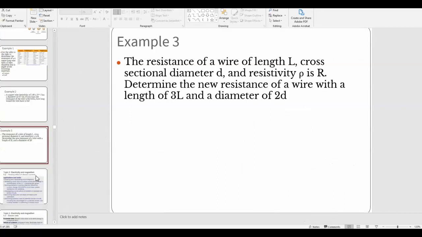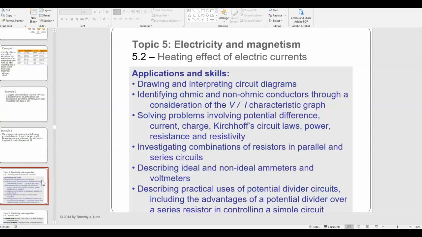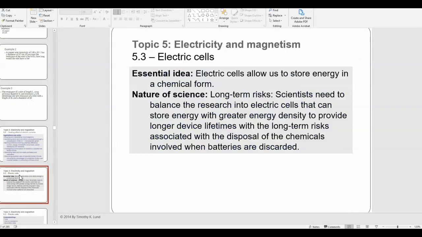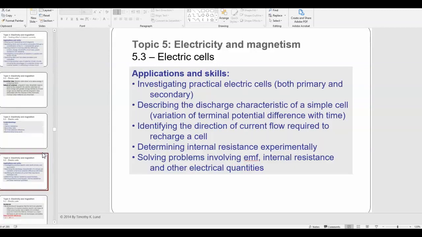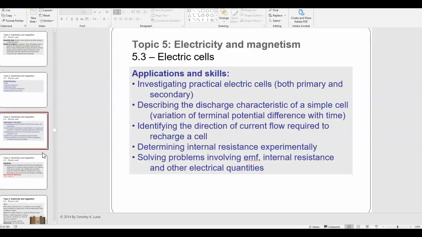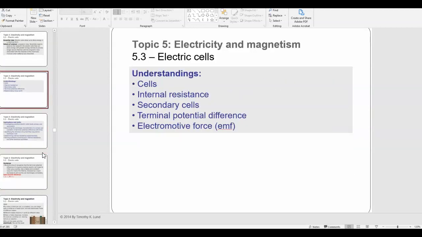Okay, so the last thing we're going to talk about in this video is we're going to start talking about 5.3, which is called electric cells. We're just going to run through the very basics of how a cell works before we end this video. In 5.3 we talk about cells, internal resistance, secondary cells, terminal voltage, or what they call terminal potential difference, but we call terminal voltage, and what's called EMF, electromotive force.